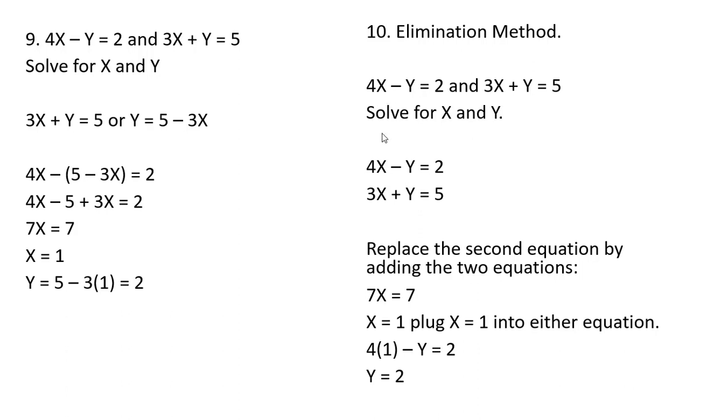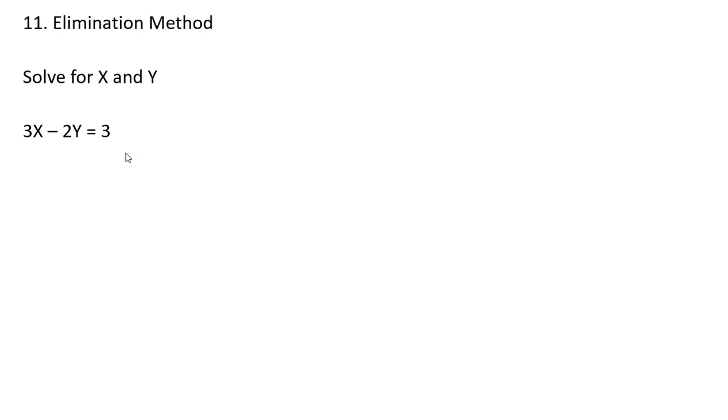So that's what I did over here. 4 equals x. X is 1. Subtracting 4 from both sides, you're going to get minus y equals minus 2. Losing the minus terms, y equals 2. Let's do another elimination method. Here's one equation. Here's the second equation.